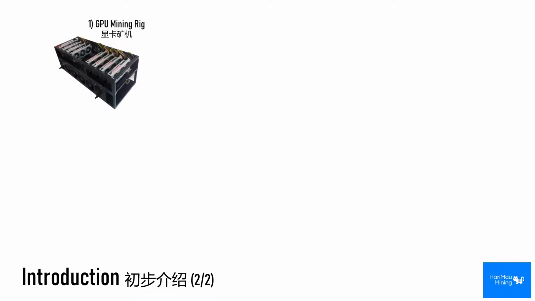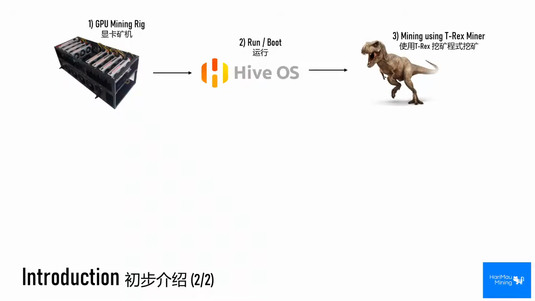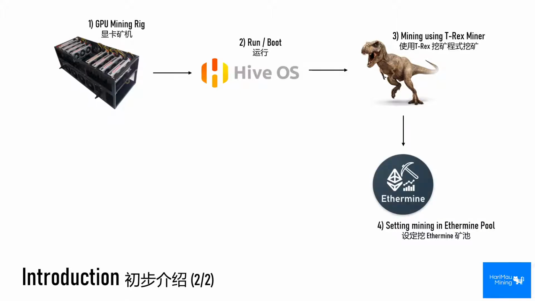Let's go through a very simple example. First, you need to get a GPU mining rig, and then you boot the Hive OS system. Hive OS is a Linux system, and then you use the T-Rex miner to do the mining process. As I mentioned just now, T-Rex miner is software, and the mining process will do all the mining.